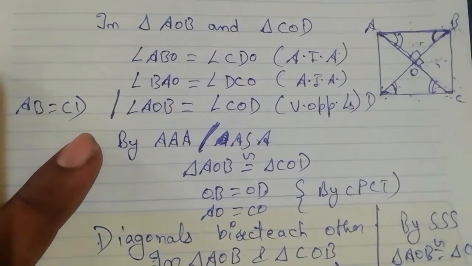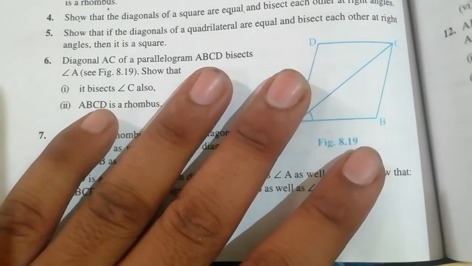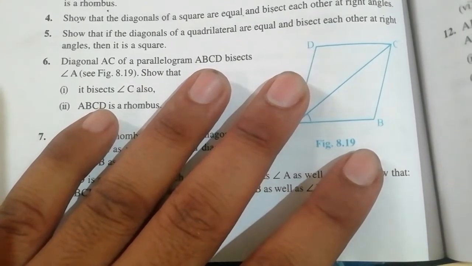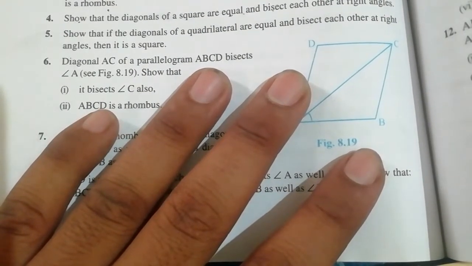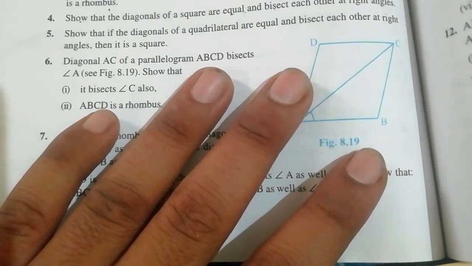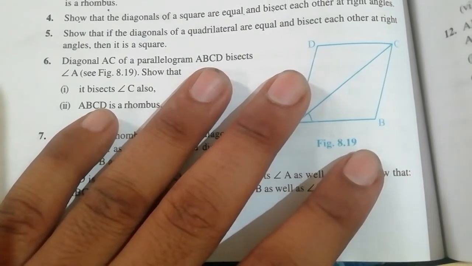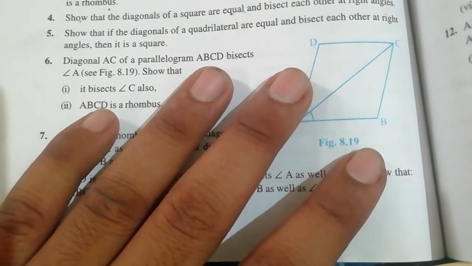Now let us move to the next question. So here is question number 5. Show that if the diagonals of a quadrilateral are equal and bisect each other at right angles, then it is a square. Okay, so it is just the converse of question number 4. What we proved in question number 4 is given in question number 5. So now let us solve.